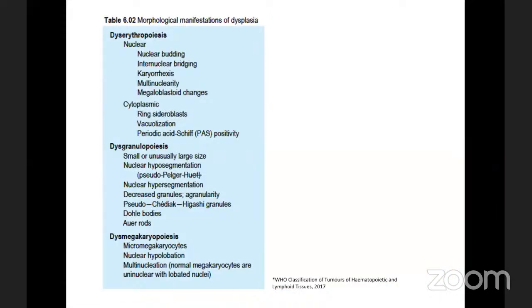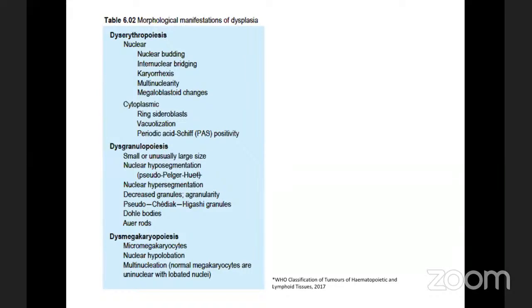Just to remind you about the morphological manifestation of dysplasia. So this is from the WHO, and most of the things should be checked in the bone marrow. However, for peripheral blood, you may make use of the dysgranulopoiesis features: presence of small to unusually large size, nuclear hyposegmentation, pseudo-Pelger-Huet, nuclear hypersegmentation, decreased granularity or agranularity, pseudo-Chediak-Higashi granules, presence of Döhle bodies or Auer rods. And if you've been lucky to have some nucleated RBCs, as I showed you in the rare nucleated RBCs, in this case, you may have the karyorrhexis.